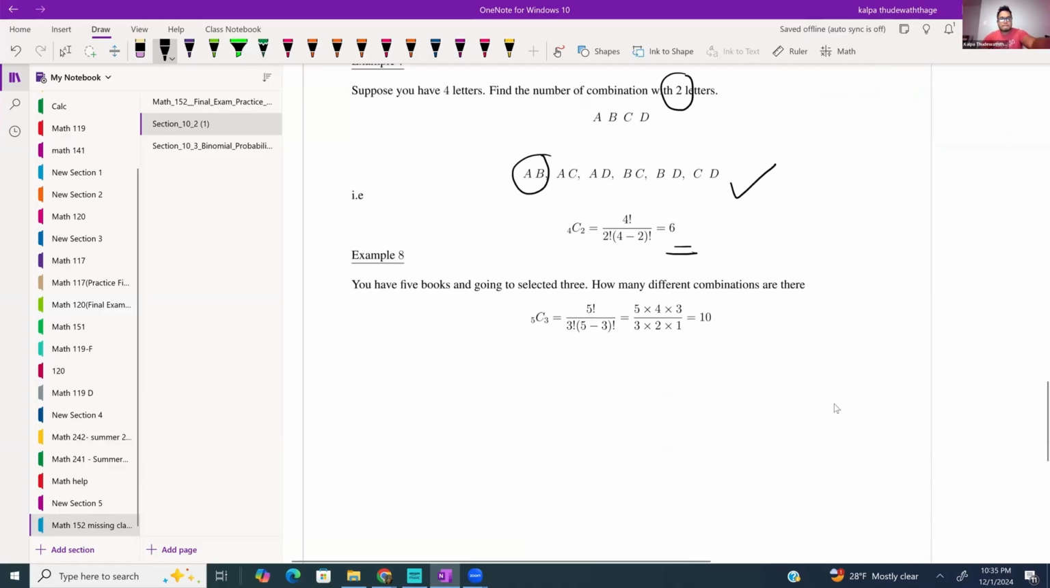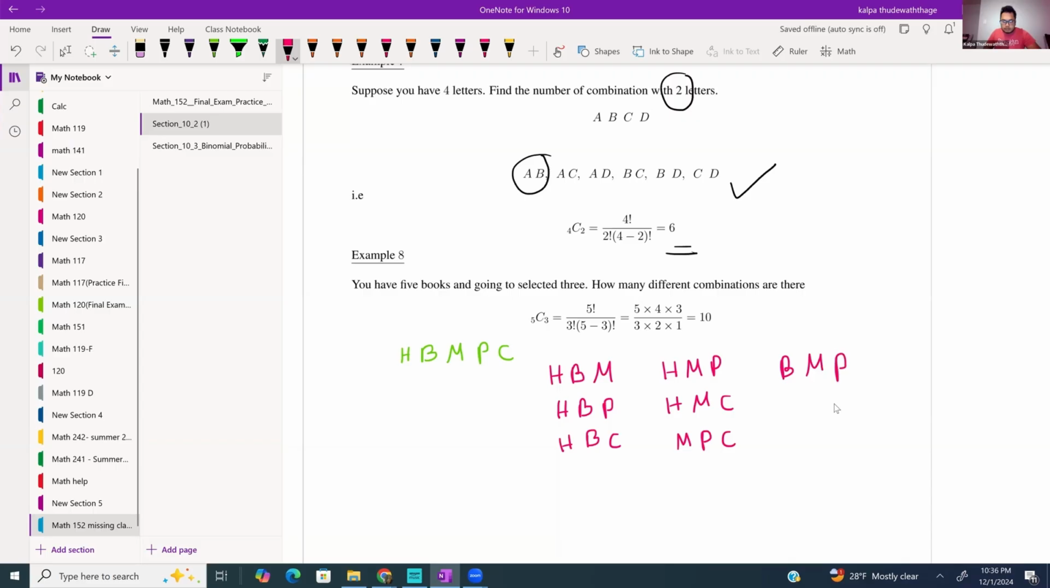Okay. You have 5 books and are going to select 3. Let's say, I think last Monday I wrote this down. If not, let me explain. You have a history book, business book, math book, physics book, and a chemistry book. How many different ways can you select 3 books? I can select history, business and math; history, business and physics; history, business and chemistry; history, math and physics; history, math and chemistry; business, math and physics; business, math and chemistry; math, physics and chemistry; history, physics and chemistry. These are the 10 different ways I can select 3 books out of 5.